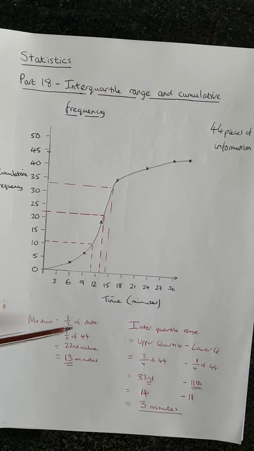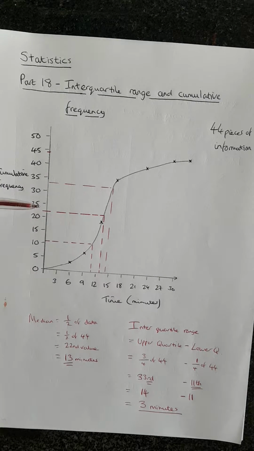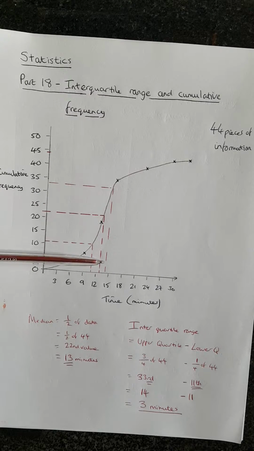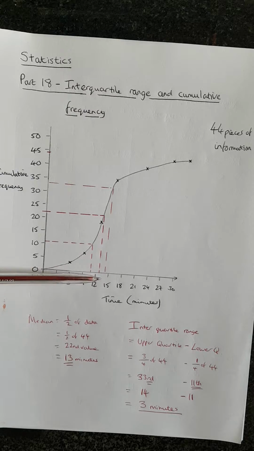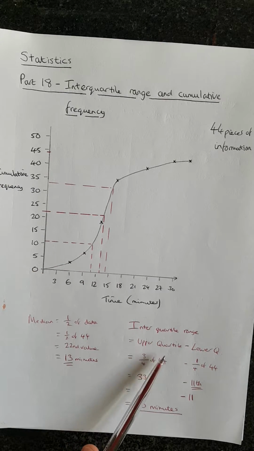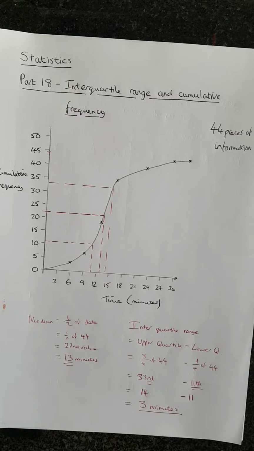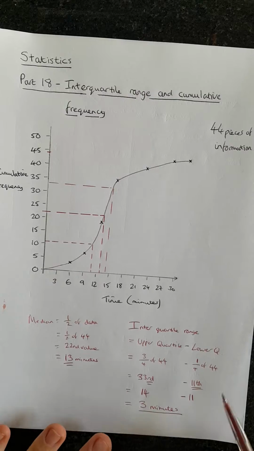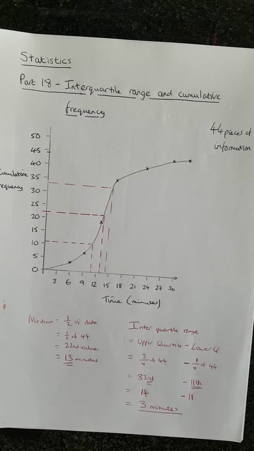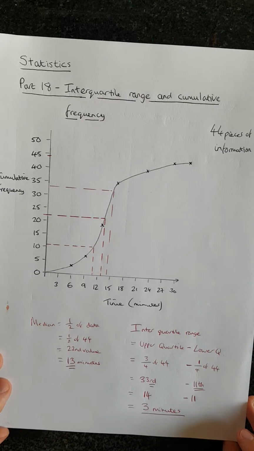So to recap, we found the median by going halfway up the cumulative frequency, across to the curve, then down, and read off the time. To find the interquartile range, we found the upper and lower quartiles, which are 3/4 and 1/4 in. And then, because it's a range, you subtract, and we found the answer was 3. Hopefully that's so far so good. It's well worth practicing a few of these to make sure you're up to speed.